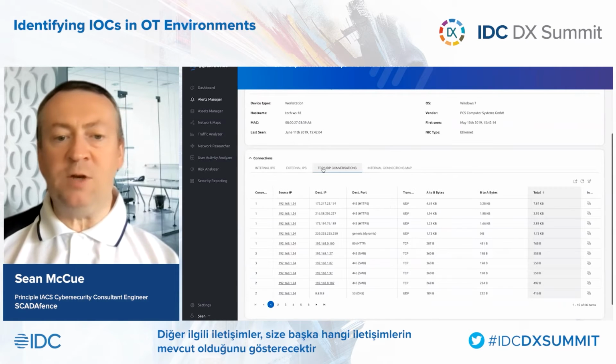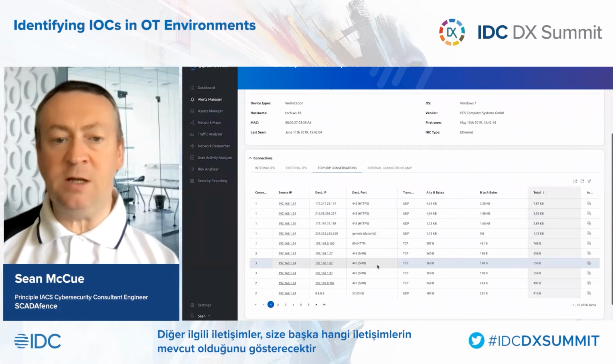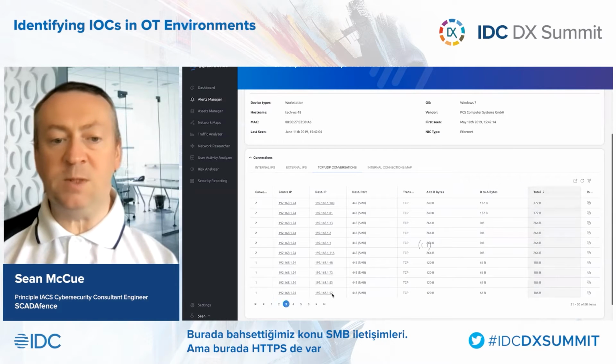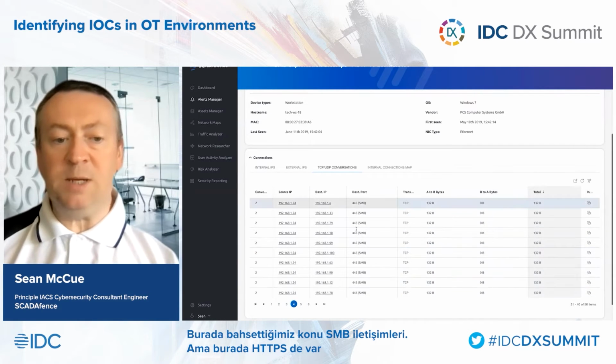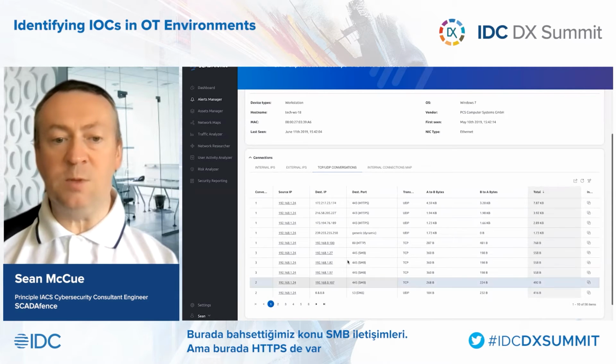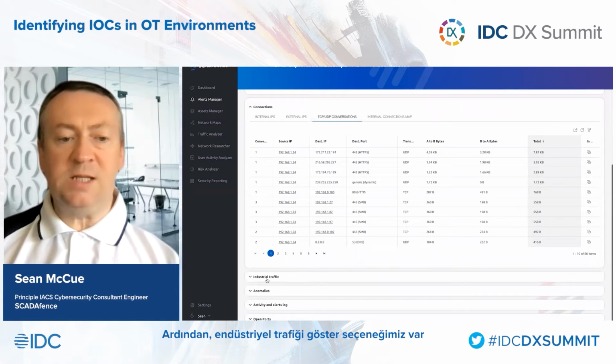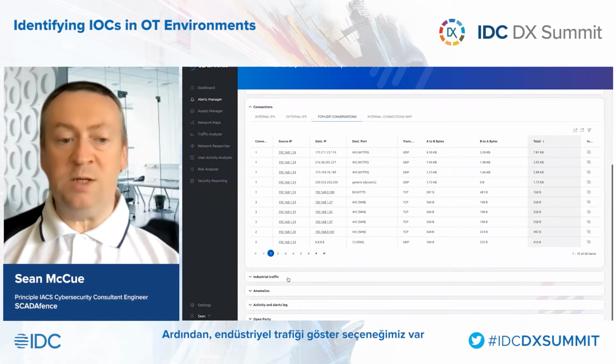Where we've got relevant other communications, we'll show you what other communications exist. In this case, we've got all of the communications that are coming off of this particular host. Obviously, the issue we're talking about here is the SMB communications, but we have, of course, HTTPS as well. And if there was, in this case there isn't, we'd be able to show industrial traffic.